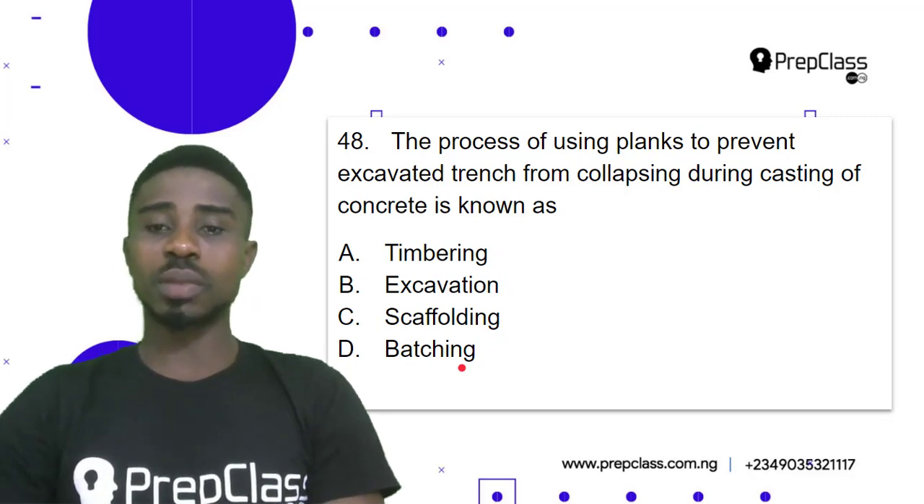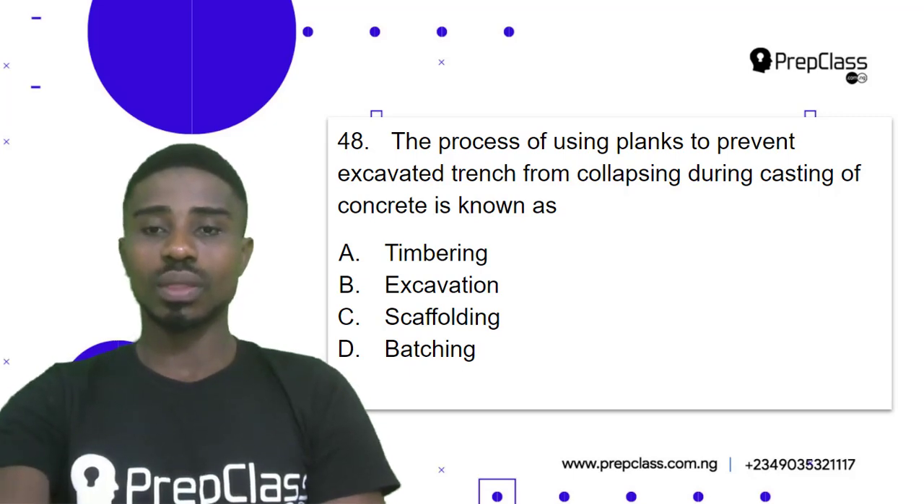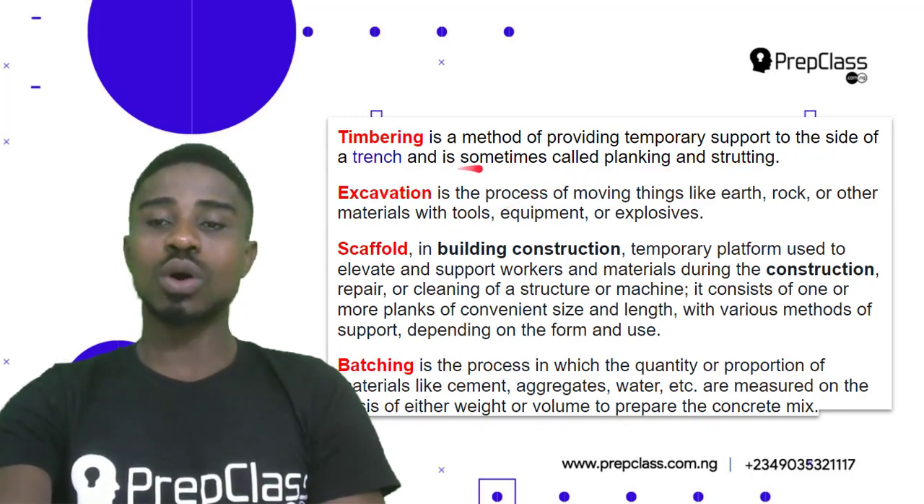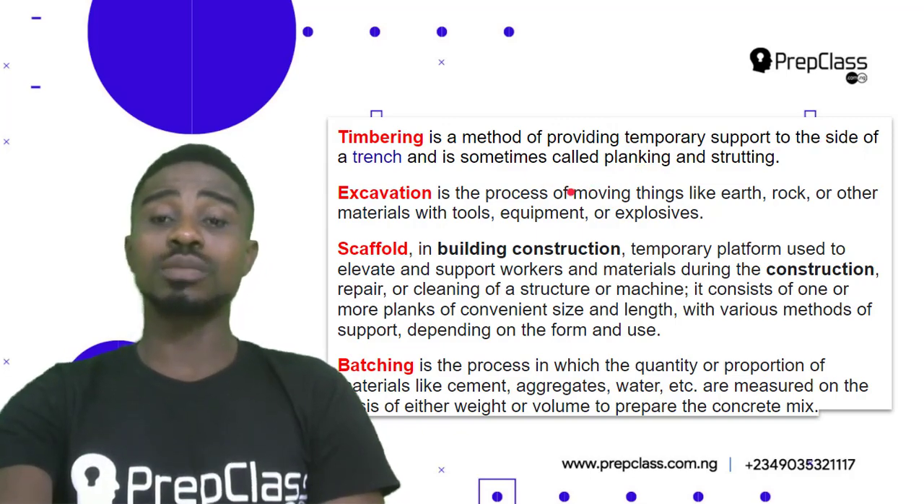So we are going to be looking at explanations of all of these options, and with that we'll gain an understanding of how to answer the question. Let's check it out. Now, timbering is a method of providing temporary support to the side of a trench and is sometimes called planking and strutting. And this basically answers our question. Providing support to the side of a trench while the concrete is being cast.